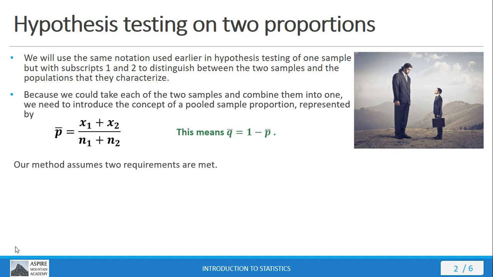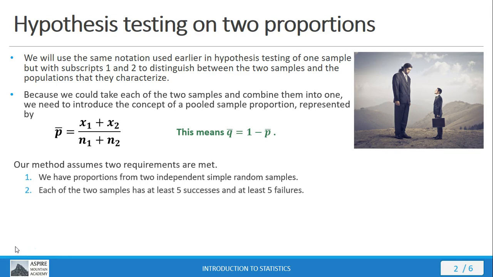As always, our methodology makes certain assumptions, and so we need to make sure that those assumptions are met so that we can use our methodology. So our methodology will actually apply. First, we're going to assume that the proportions are from two independent simple random samples. And second, we're going to assume that each of the two samples has at least 5 successes and at least 5 failures. This allows us to use the normal as an approximation to the binomial distribution.